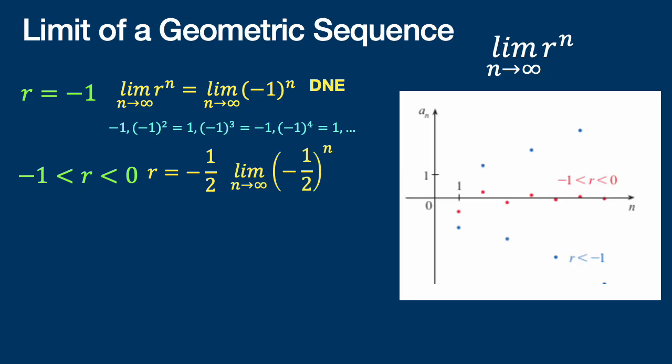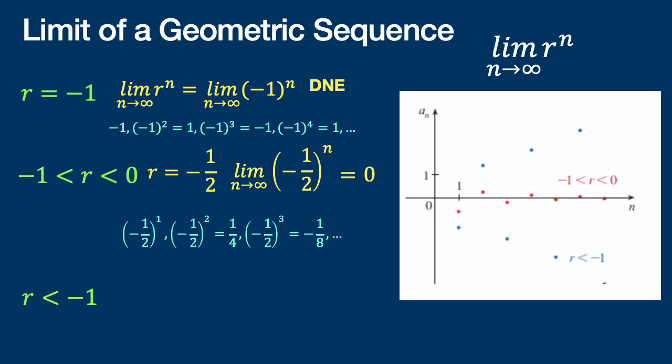Negative 1.5 to the n power, you can see negative 1 over 2, 1 over 4, negative 1 over 8. Another way you check it, that's the alternating sign, but getting close to 0. This limit is going to be 0, guys, okay?